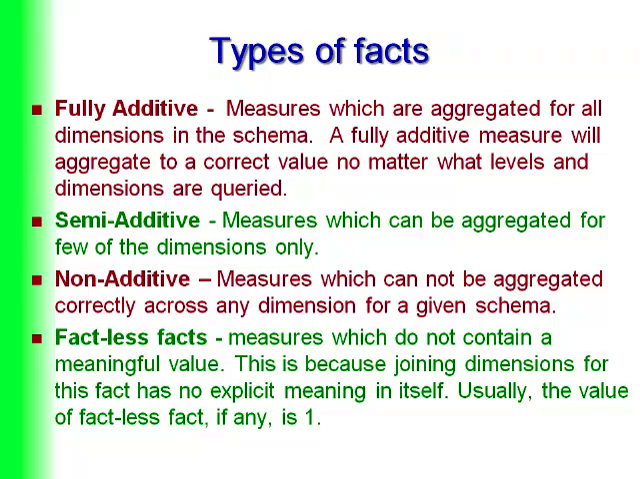Measures which cannot be aggregated correctly across any dimension for a given schema are known as non-additive facts. Measures which do not contain a meaningful value are known as factless facts, because joining dimensions for this fact has no explicit meaning in itself. Usually, the value of a factless fact, if any, is always 1.